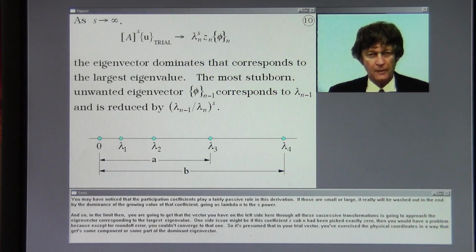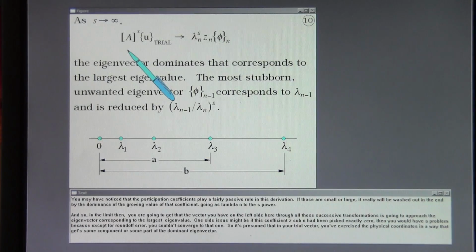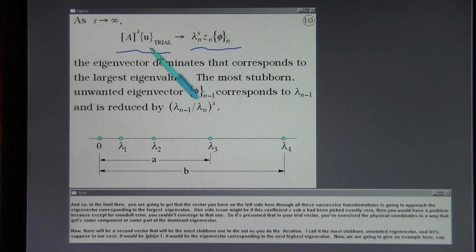You may have noticed that the participation coefficients play a fairly passive role in this derivation. If those are small or large, it really will be washed out in the end by the dominance of the growing value of that coefficient going as lambda n to the s power. So in the limit then, you're going to get that the vector that you have on the left side here, due to all these successive transformations, is going to approach the eigenvector corresponding to the largest eigenvalue.